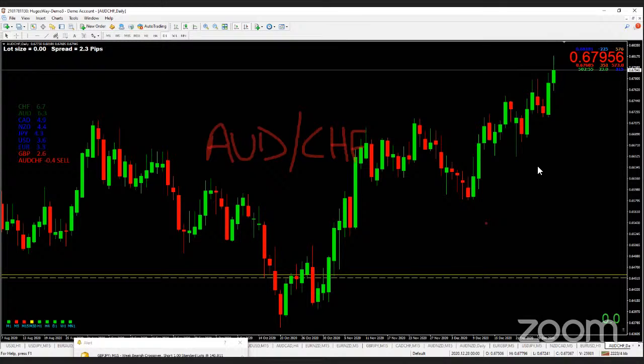So how would I trade this? How would I use the currency strength meter? Even as I have said before, if you just joined us, I will basically consider the stronger of the two currencies.